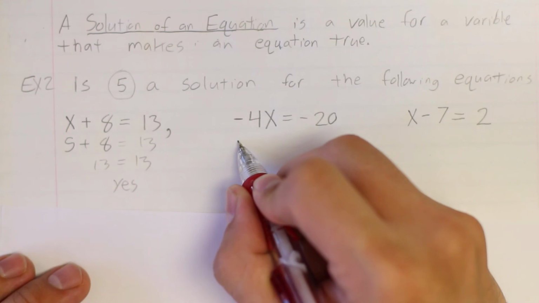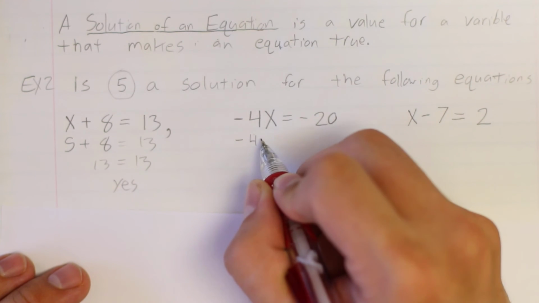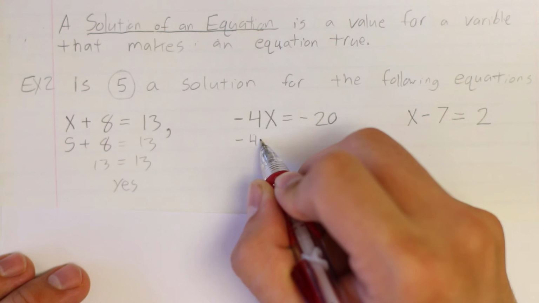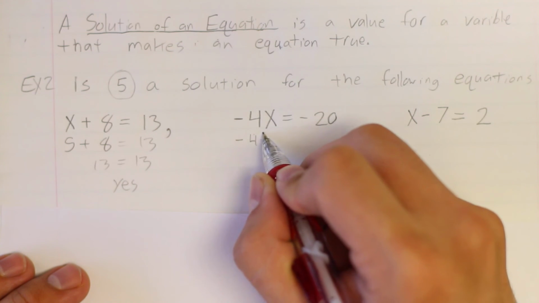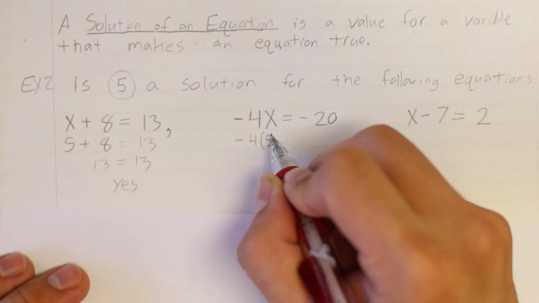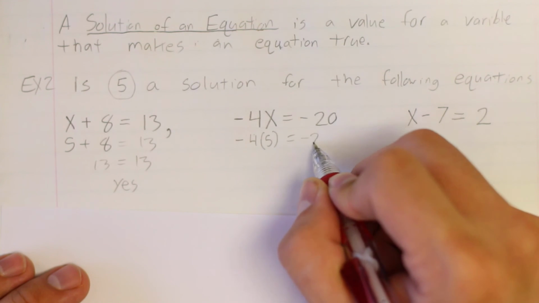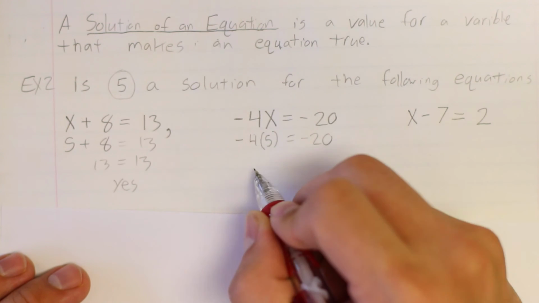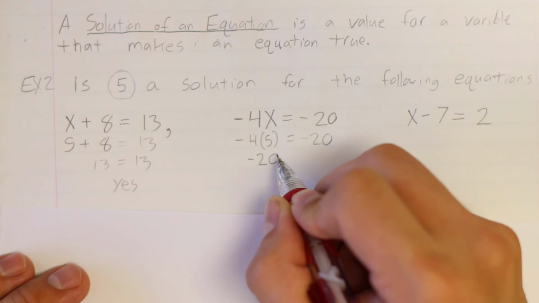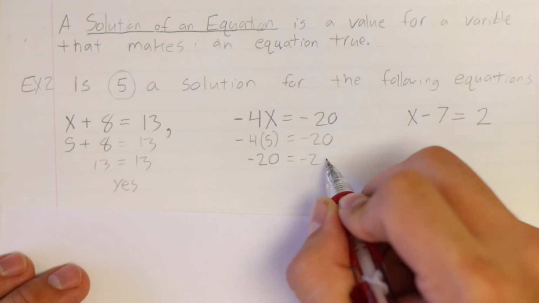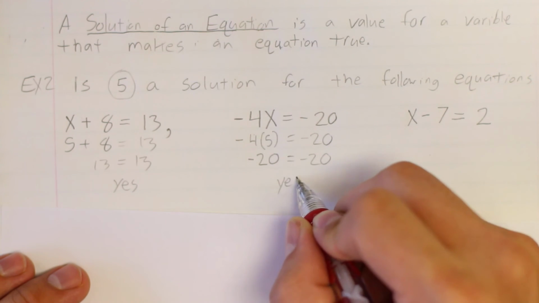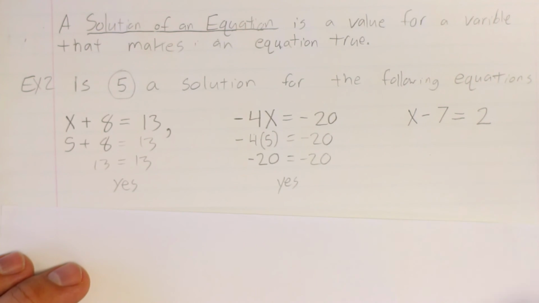So here we have negative 4 x. We plug in our 5. So we have negative 4, and we're supposed to multiply. So you can put the dot, or if you want, you can use parentheses. Whichever you feel more comfortable using, do so. Negative 4 times 5 is equal to negative 20. Is equal to negative 20. So yes, it's a solution there.